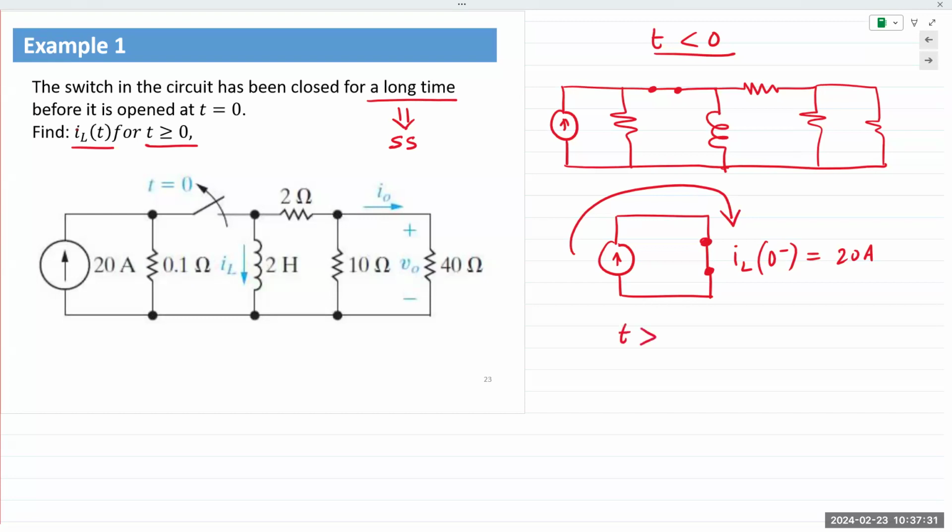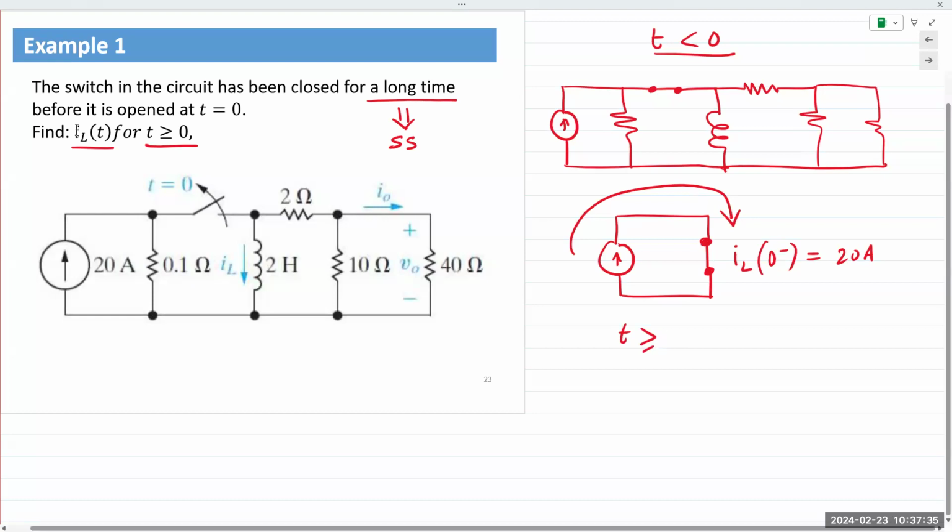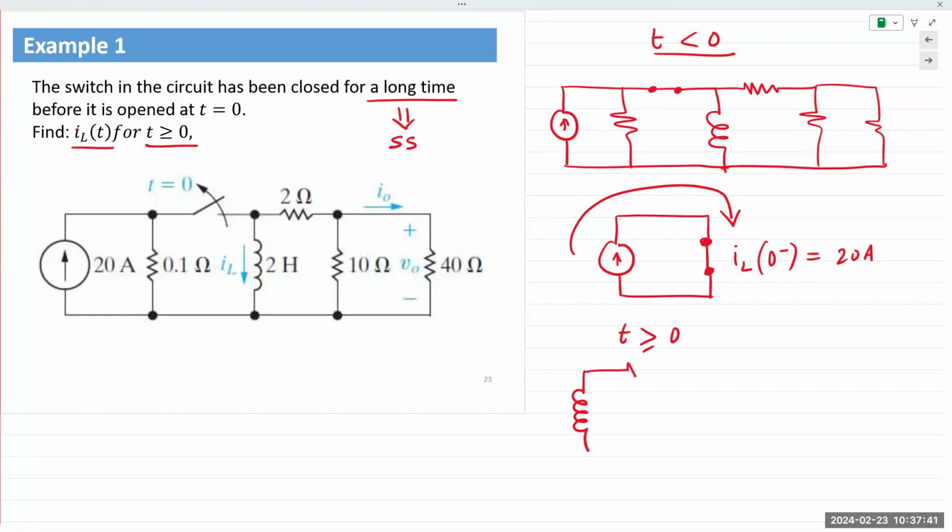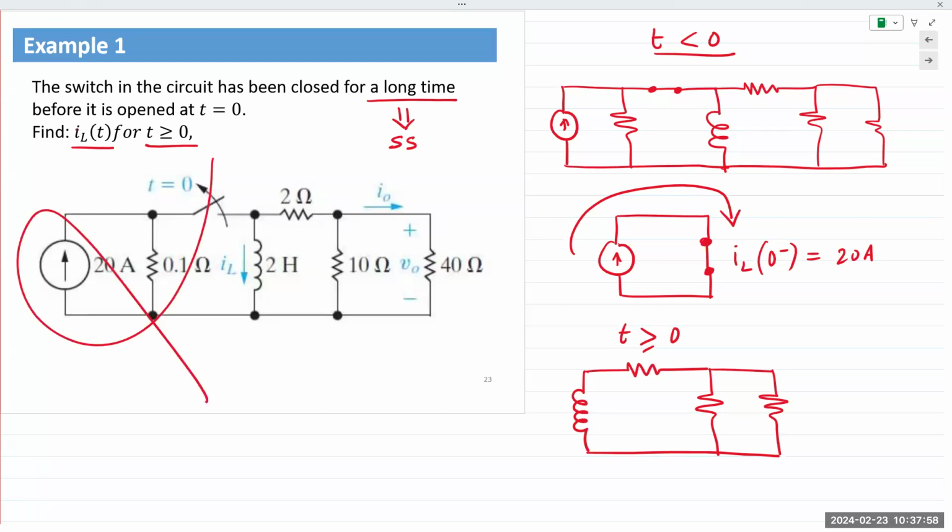Then the switch is flipped. Time t greater than or equal to 0. The circuit looks like this. I have an inductor. The rest of the circuit is disconnected, meaning the source and the 0.1 ohm resistor is no longer part of the circuit. It's disconnected, right? It's no longer part of the circuit.